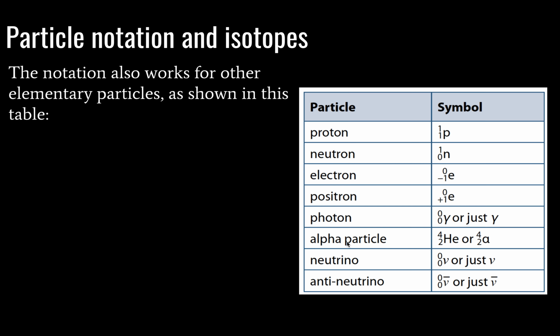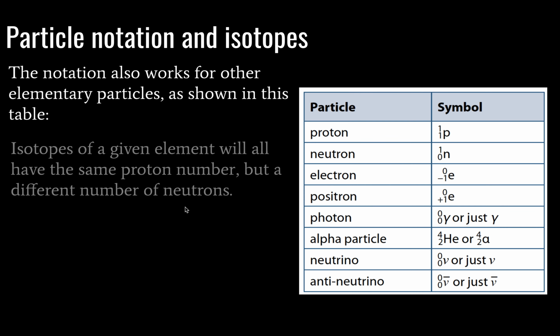Here we have an alpha particle, and again, that looks just like a helium nucleus, or it could be denoted by alpha, and then our mass number and our proton number. Neutrinos have the same notation as a photon, although these are very different particles, as we'll see later. And our antineutrino is a bar V, as you can see here. So there's the whole table. Normally I wouldn't read out a whole table, but there's some interesting stuff going on there.